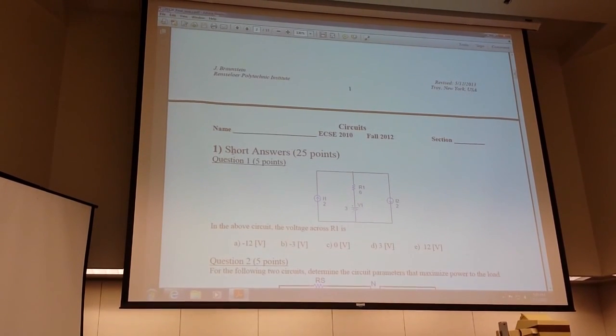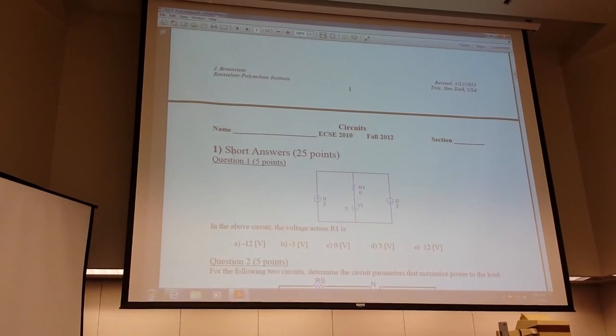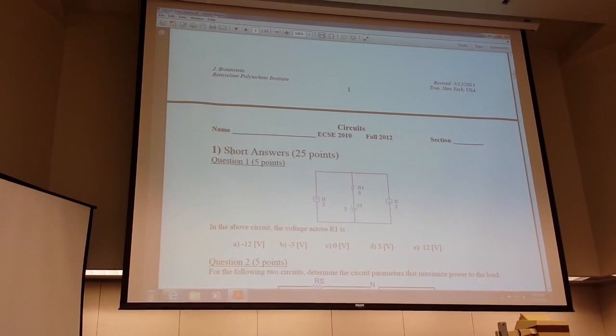Who votes A? Minus 12. It's on the same token. What about E? B? B. Should have given polarities in there as well. What about C? Who votes C? Who doesn't vote C? I can't really see.